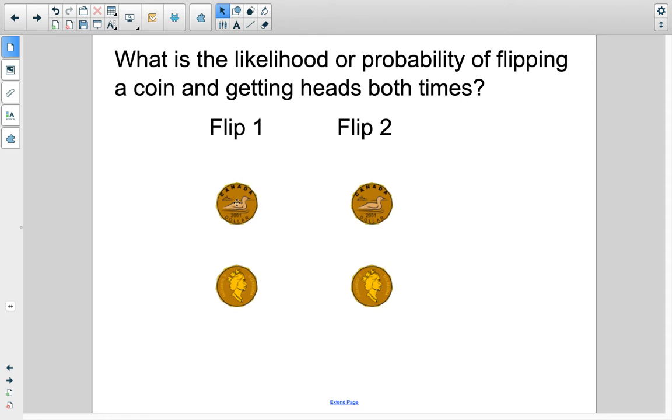So here's flip number one. I'm using a loonie here. There's heads, tails. Flip two, heads, tails. So what is the probability of getting heads both times? Well, there's my heads both times right there. But how many actual combinations do I have? So let's take a look at the combinations.